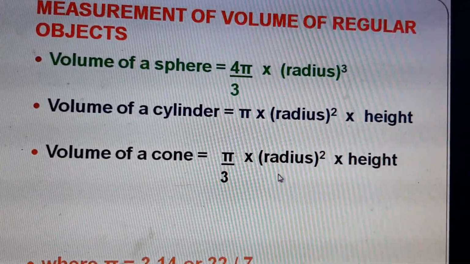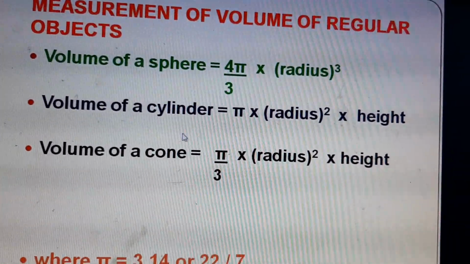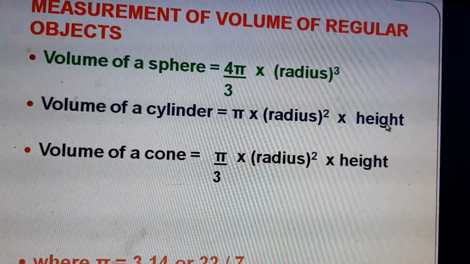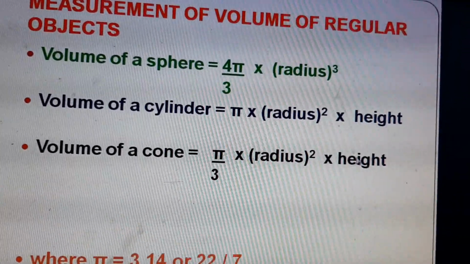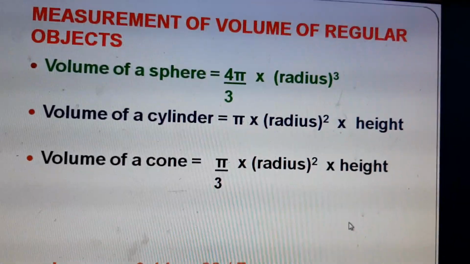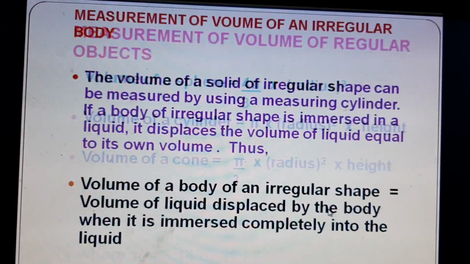Pi by 3 r square h, or 1/3 pi r square h. You see, the volume of a cylinder was pi r square h. This is 1/3 of it. So pi by 3 r square h. So these are some formulas which can be used directly to find the volume of regular objects.